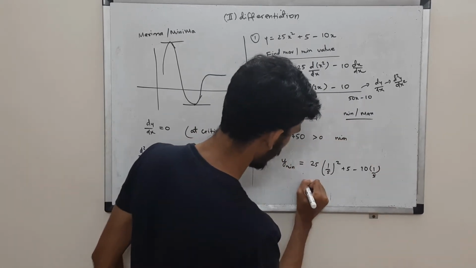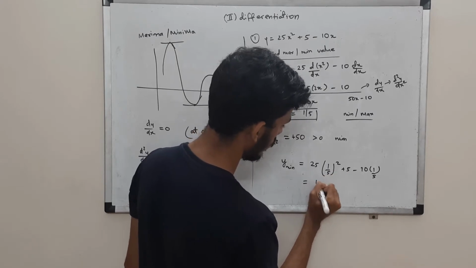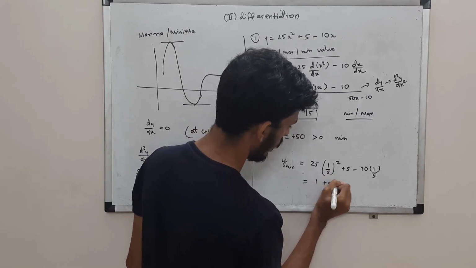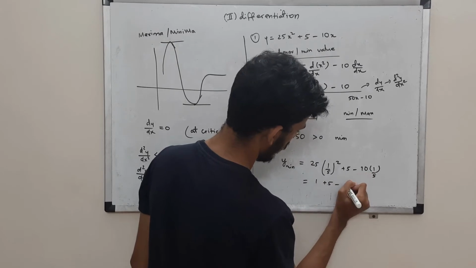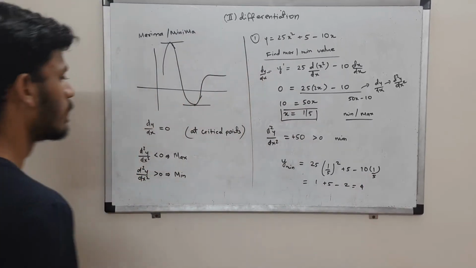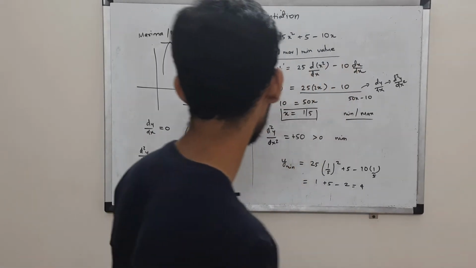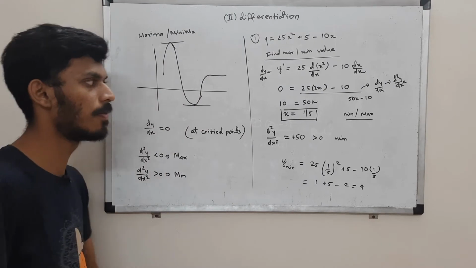So this is 25 and 25 will get cancelled. 1 by 5 squared is 1 by 25, so this will be 1. This will be 5 minus this will be 2. I guess this is 4, right? Yes, so the minimum value of y should be 4. Yeah, that's correct.